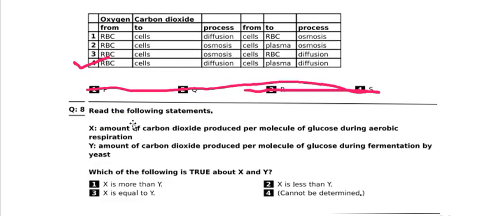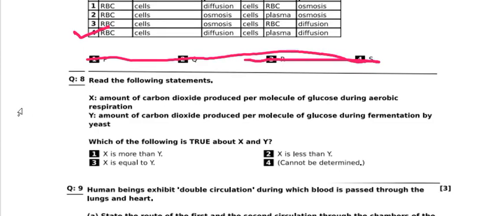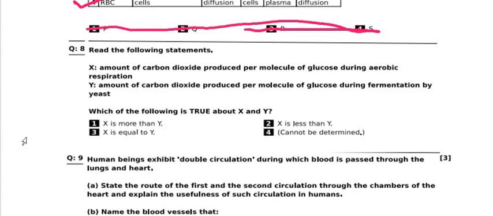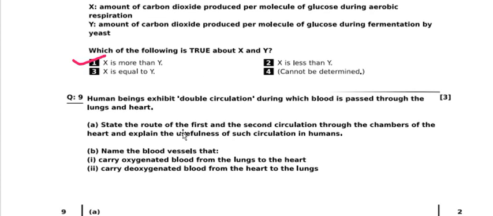Read the statement here. Amount of carbon dioxide produced per molecule of glucose during aerobic respiration, X. Amount of carbon dioxide produced per molecule of glucose during fermentation by the yeast, Y. X is more than Y, X is less than Y, X is equal to Y, cannot be determined. We have 4 options. I hope that is 1. X is more than Y, right? For question number 9, you see it contains 3 marks.